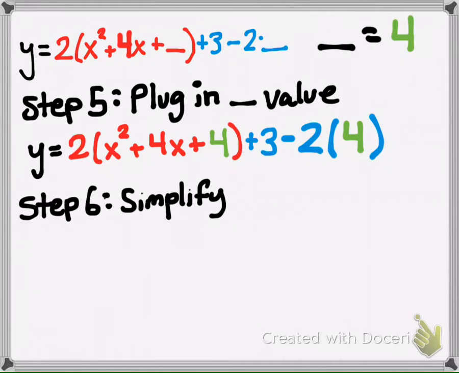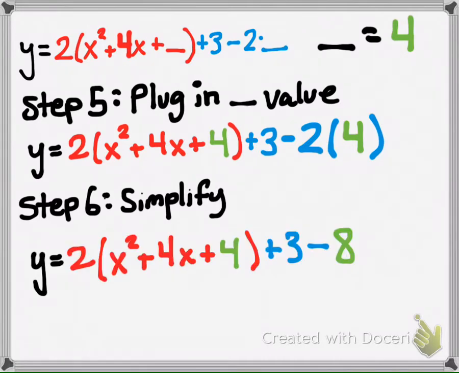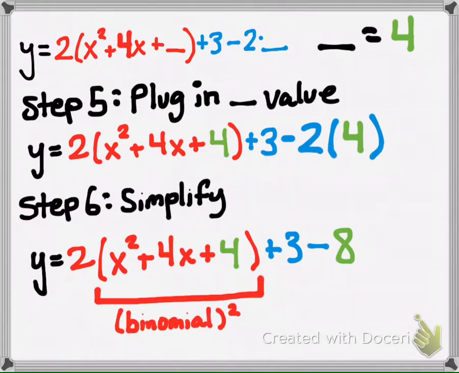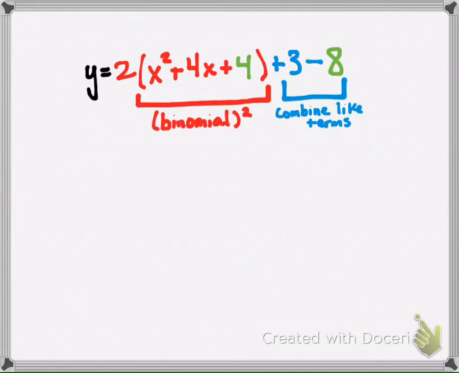Now my sixth step is going to be to simplify all of this. So now I'm just going to rewrite my equation, except on the outside, I'm going to simplify that 2 times 4, which gives me 8. So I have y equals 2 times x squared plus 4x plus 4, plus 3 minus 8. Now on the left side, I'm going to factor this trinomial into two binomials that are the exact same. On the outside of the parentheses, I'm going to combine like terms. So I'm going to add the 3 and then subtract an 8.